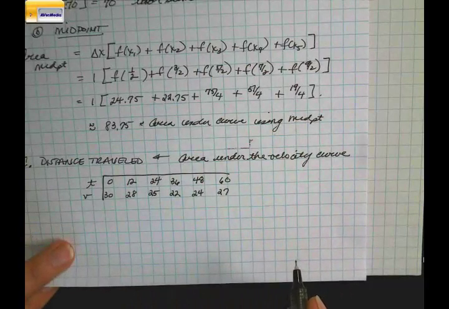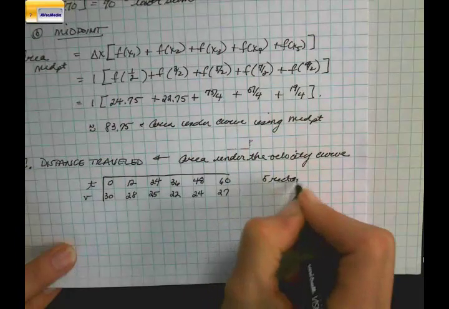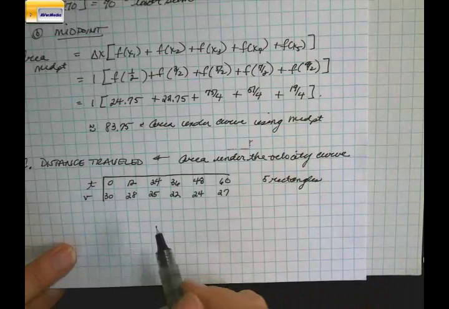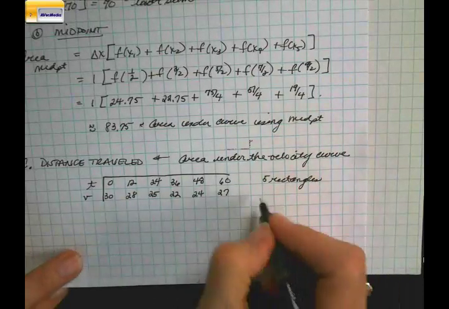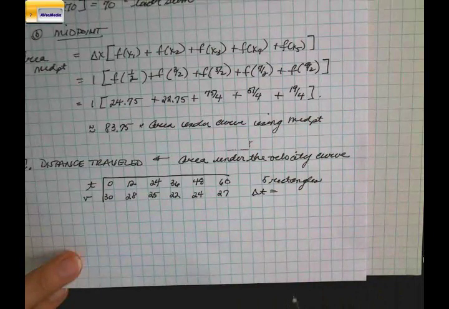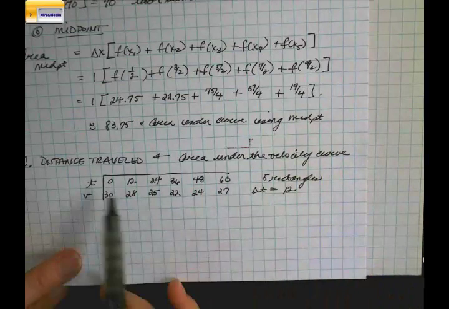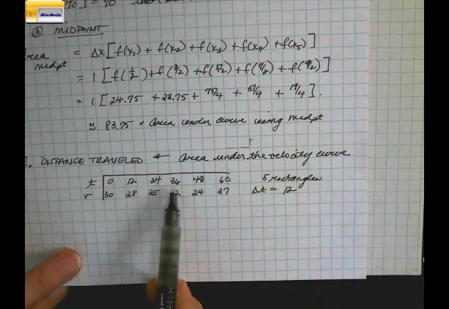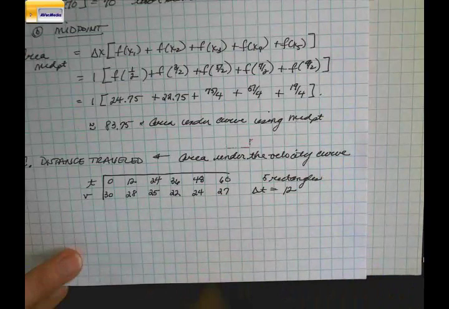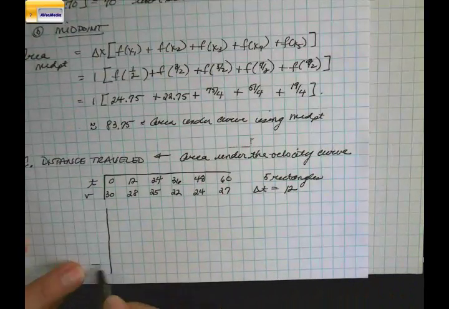Now, if they want to know the distance that this object traveled, and they say use 5 rectangles under this curve, whatever the curve looks like, what is delta t? What is the change in time? Is it consistent, number one? What is it? It's 12. Okay? So fortunately, they gave us data in which we had 12 seconds between every time they caught the velocity of the moving object.